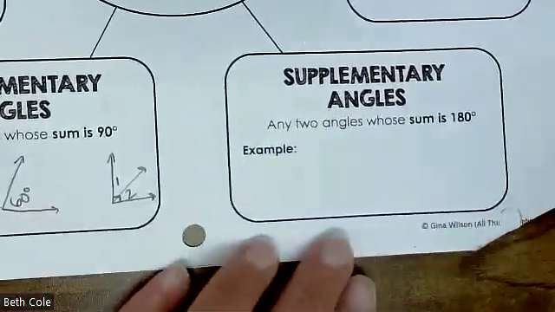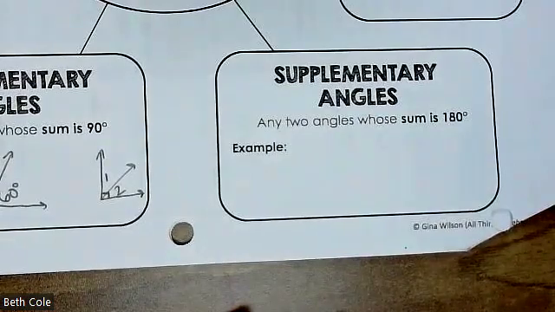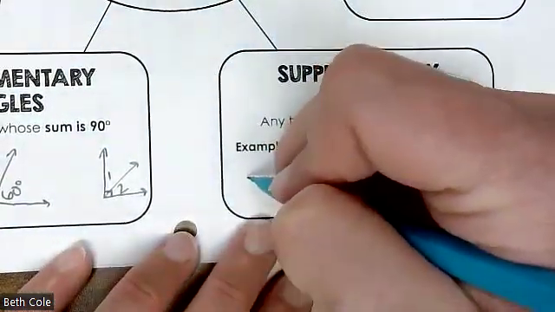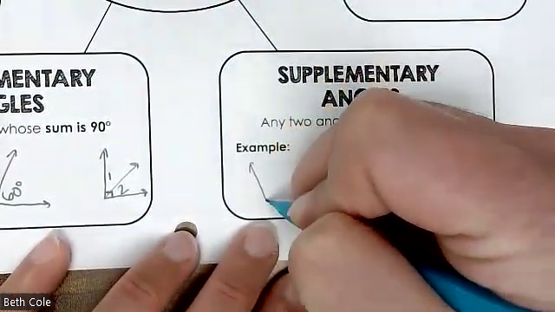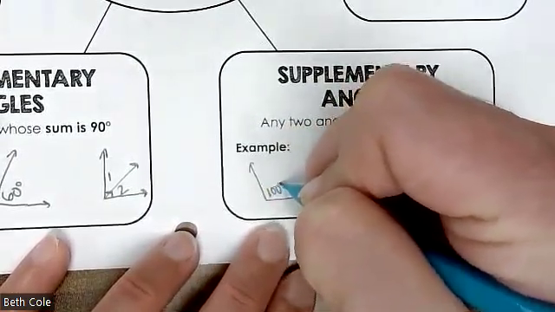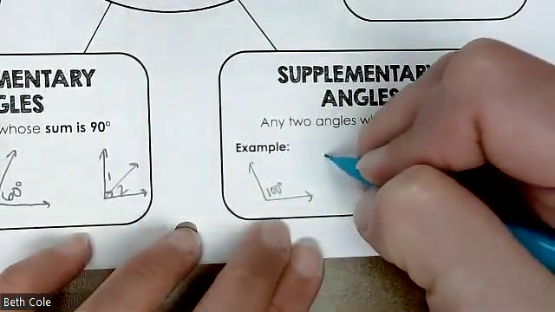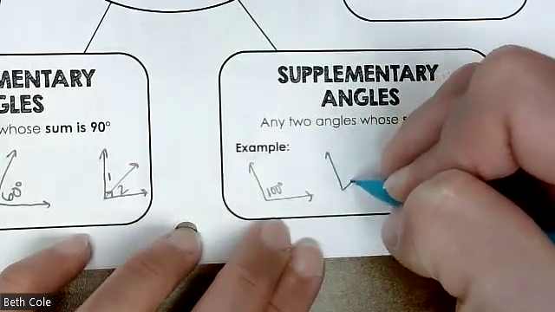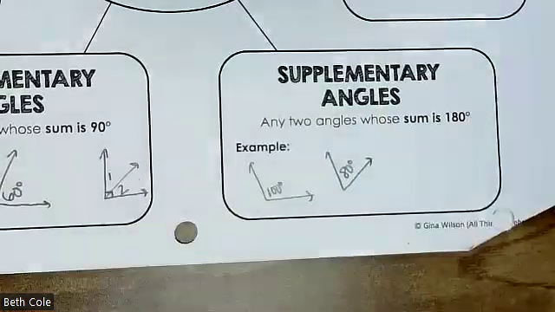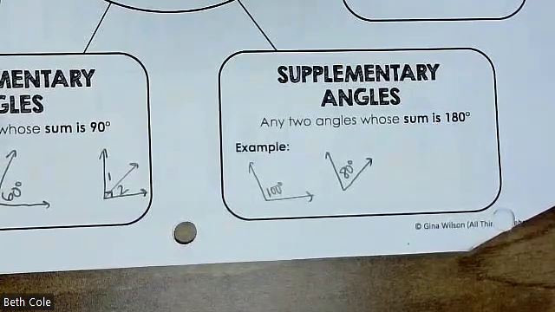they're complementary. Supplementary means they add up to 180. So same thing, if I do one angle that is 100 degrees, and then I do another angle over here that's 80 degrees, those are supplementary. So they add up to 180.